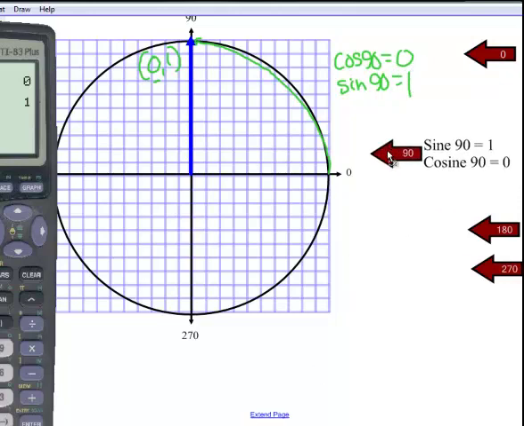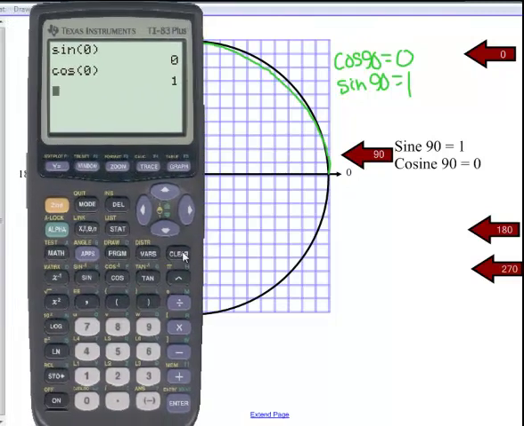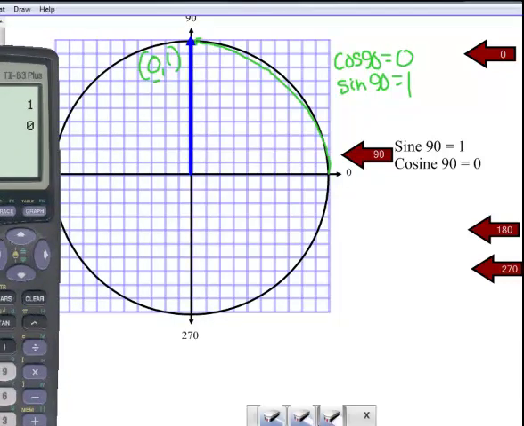Because there is no triangle there. It's a quadrangle. It's right on an axis. So we can check it here, right? We can go sine of 90. Just what we got right there. Cosine of 90. Just what we got right there. Okay, so it's pretty good.